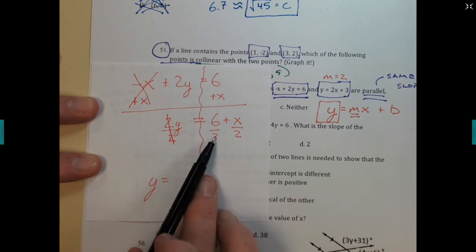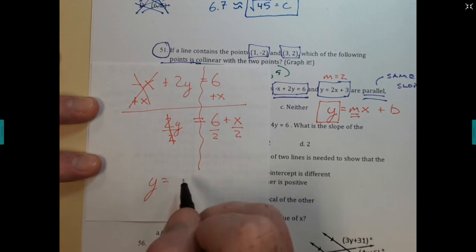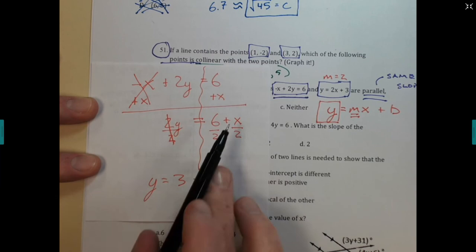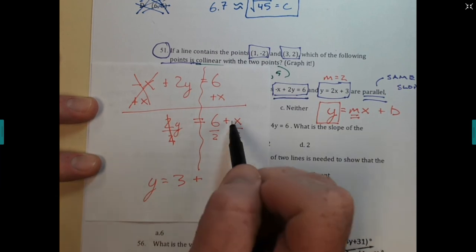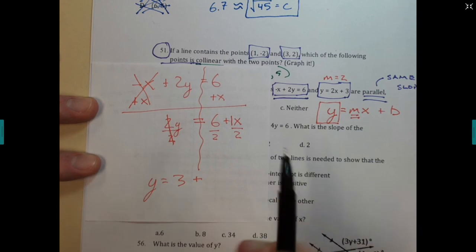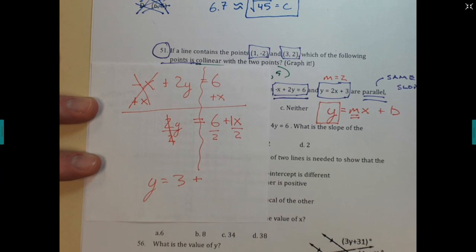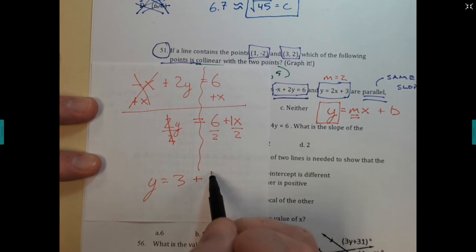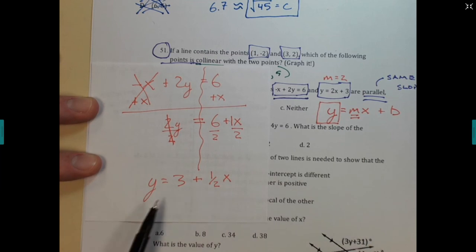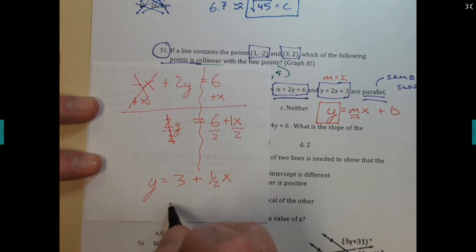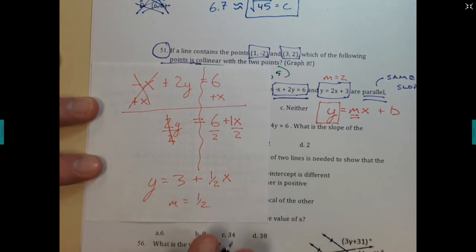Do you know what 6 divided by 2 is, Reese? 3. And then x divided by 2, did you know that there's a 1 in front of x that we don't normally write? Yeah. Well, do you know what is 1 divided by 2? 2. Careful. It's a half, yes. So we have a 1/2 and an x. So what's the slope of this equation now that we have y all by itself? 1/2. You got it. The slope is 1/2.